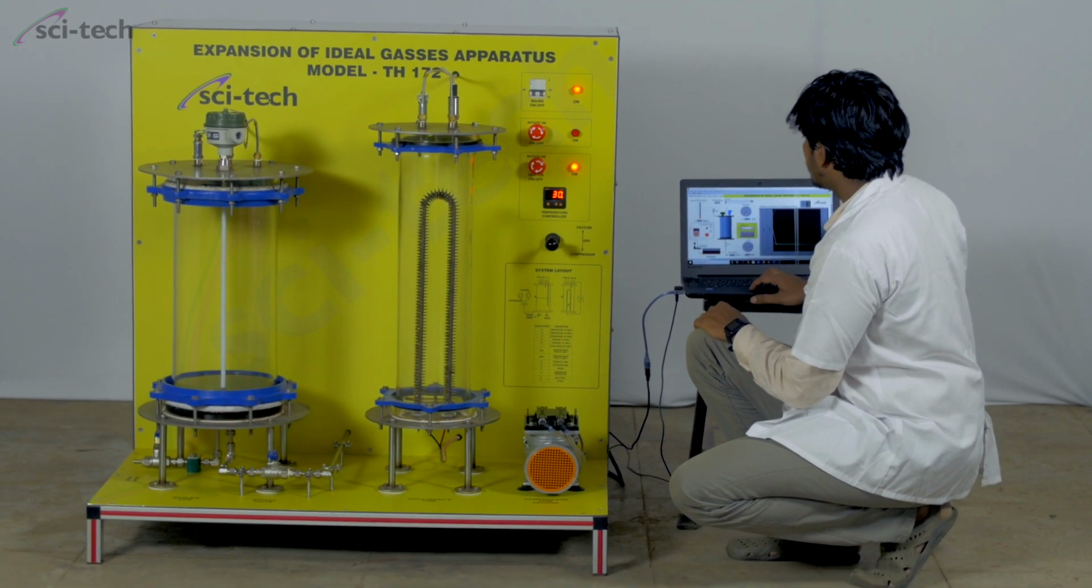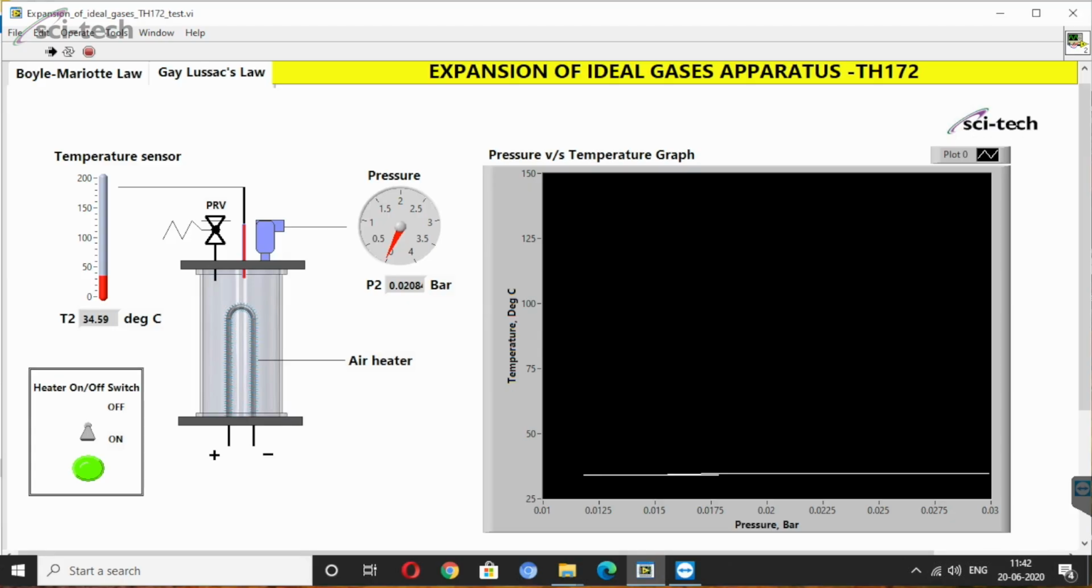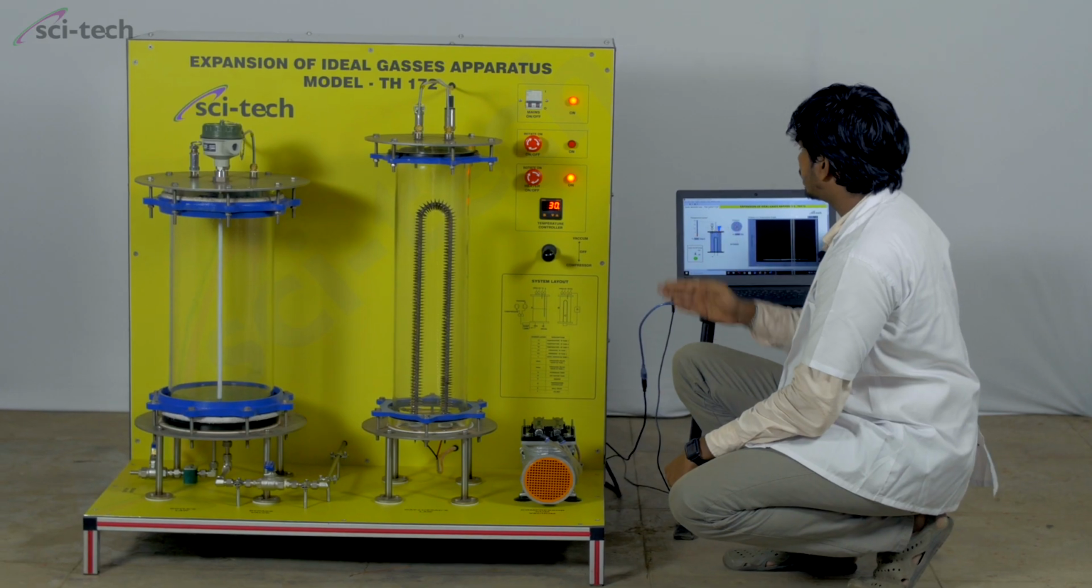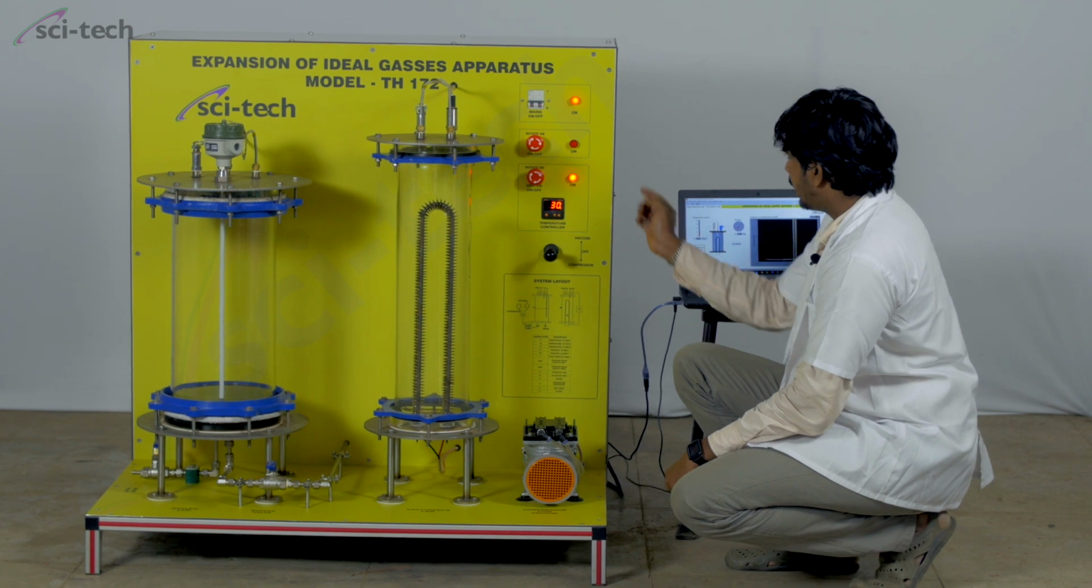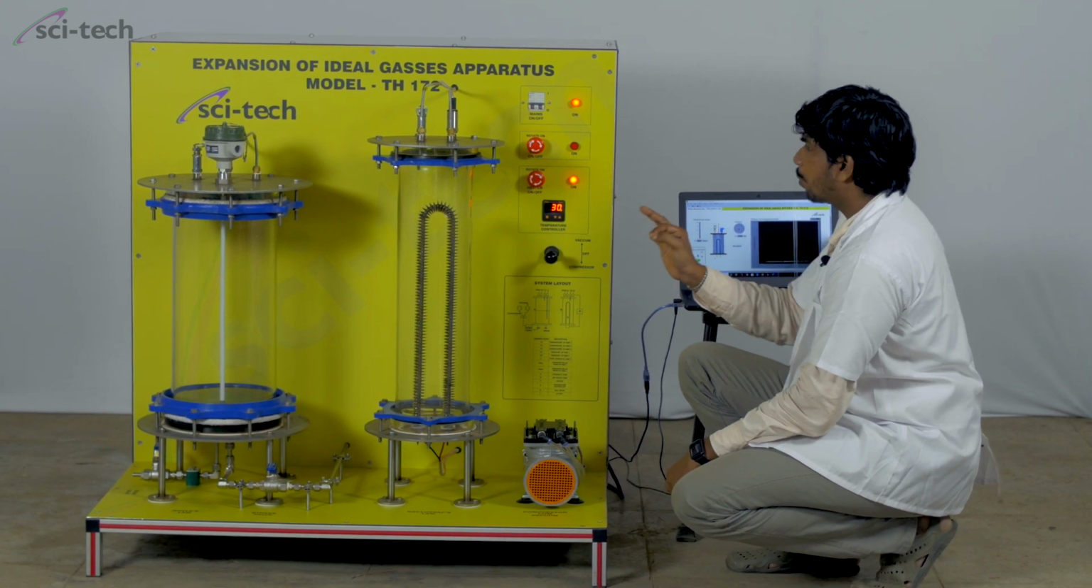32 observations we have already collected, but it will take some time for the heating, so we have to wait for around 2 to 3 minutes for the temperature rising rate. As you can see, the temperature rising rate has already started. Before turning on the heater, at the start, we had around 31 degrees Celsius. Now our temperature is around 32.75 degrees and our pressure is around 0.03 bar.